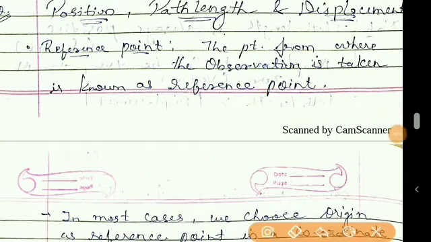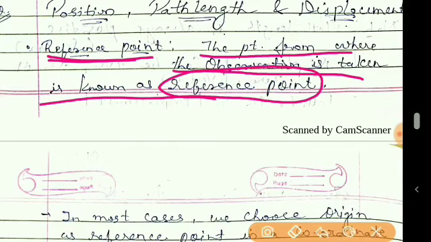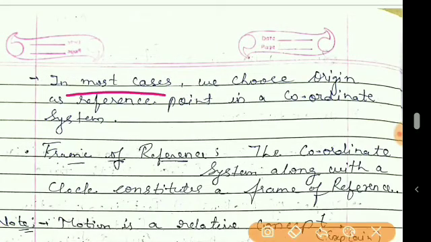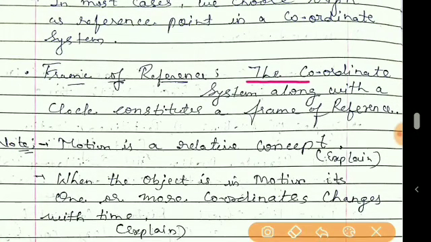So now, reference point means the point from where the observation is taken is known as the reference point. In most cases we choose the origin of the coordinate system as the reference point. Frame of reference is the coordinate system along with a clock.